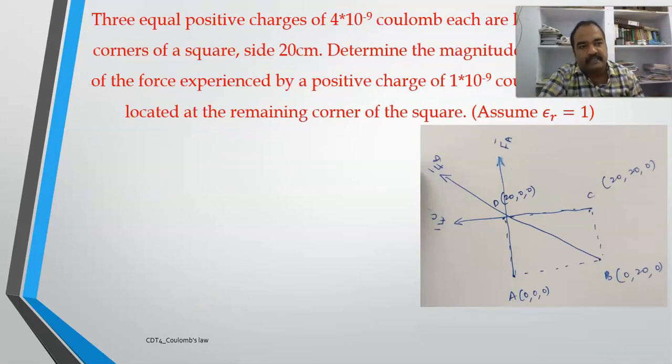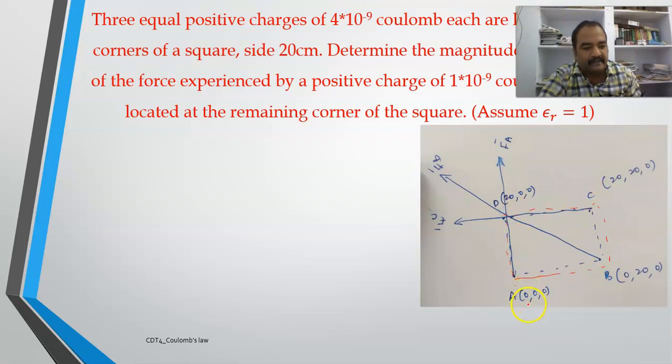Now in this particular problem, you can see that there are three equal positive charges of 4 nanocoulombs, which are located at three corners of a square of side 20 centimeters. Determine the magnitude and direction of the force experienced by a positive charge of 1 nanocoulomb, which is located at the remaining corner of the square. Now let us suppose this is a square. This dotted line represents a square, and these are the points A, B, C, D.